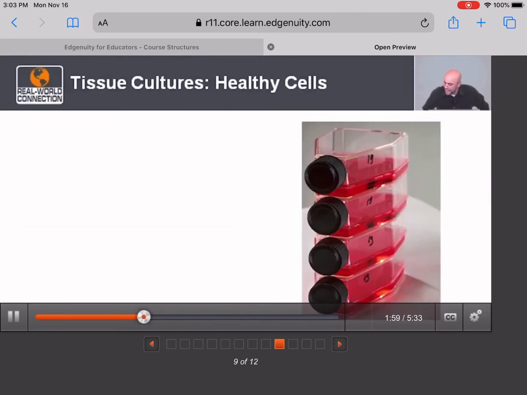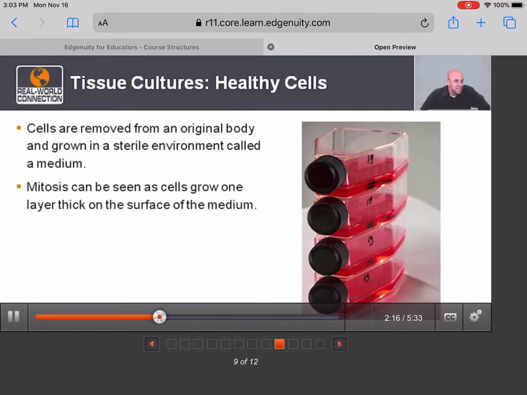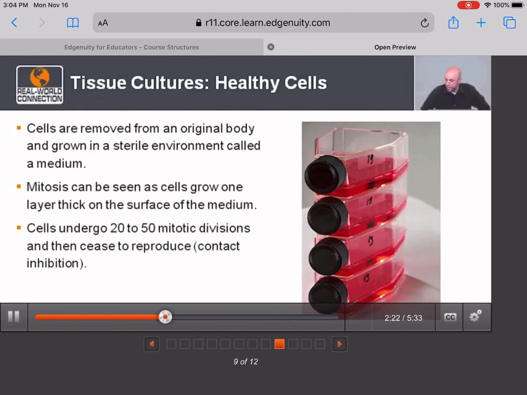Now, let's analyze how new technologies and experiments have affected the previous explanation. Tissue cultures can be seen in many laboratories today. Original body cells are removed from the organism and placed in a sterile medium to be studied. While observing the cells in the medium, the cells reproduce. They undergo 20 to 50 mitotic divisions. The cells only grow one layer thick, and then they stop reproducing. When the cells are touching, they do not reproduce.